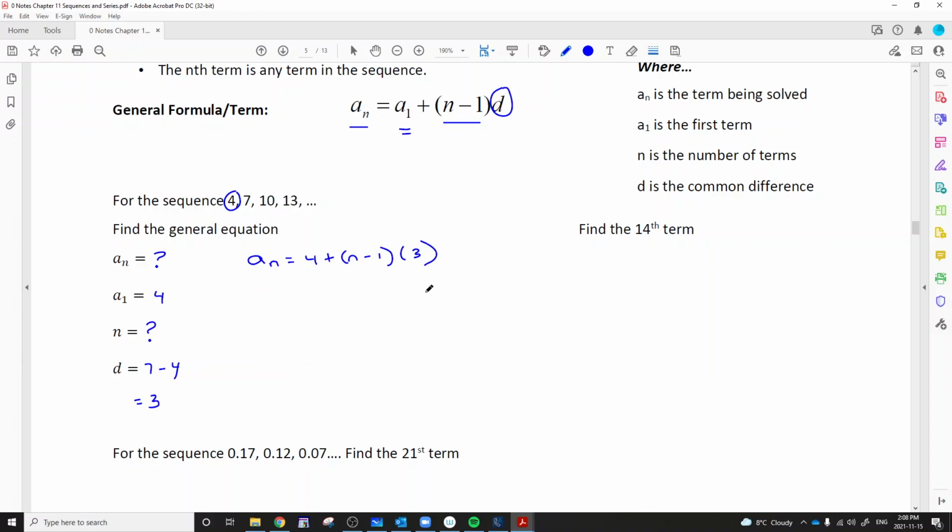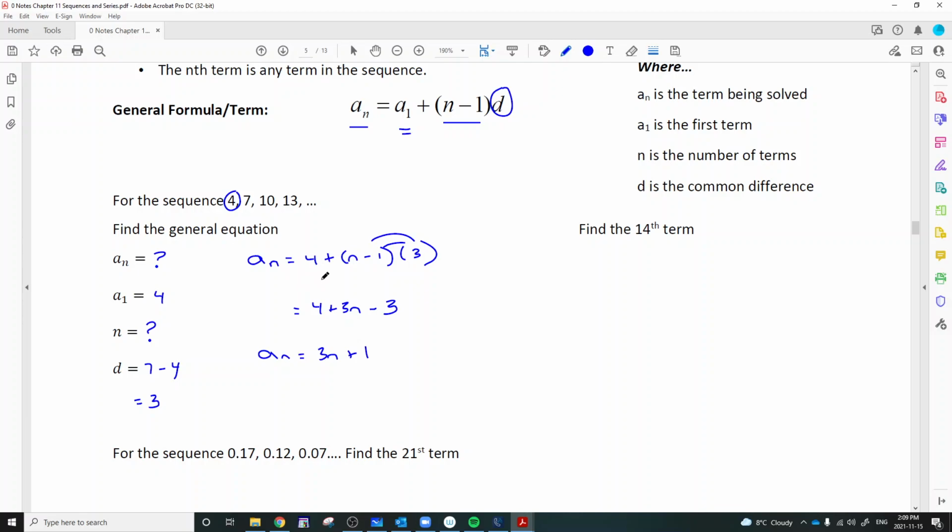So technically this is great. This is an awesome general equation. I really like it in this form. If you were going to use it a ton, you'd want to simplify it. So for example, you could just distribute your 3 and get 4 plus 3n minus 3. So you'd get 3n plus 1. So you could say that your general formula, to find any general term, is an equals 3n plus 1, or you can leave it in this form. If it's multiple choice, you'll have to see which one it wants, okay?